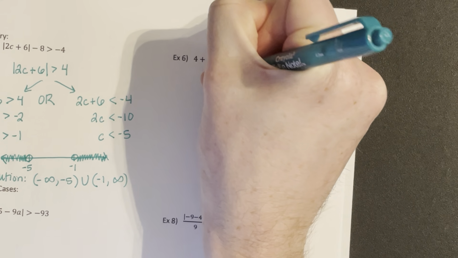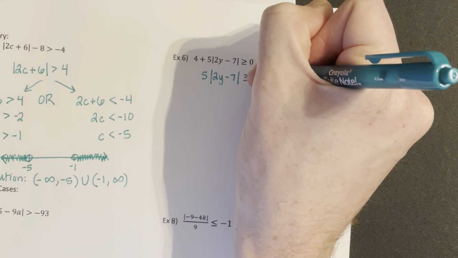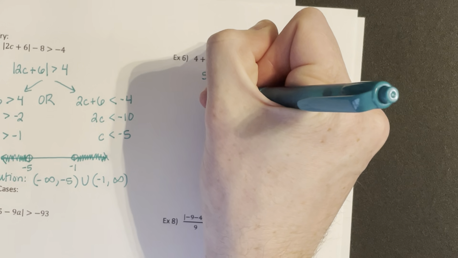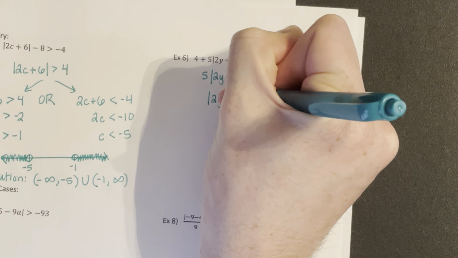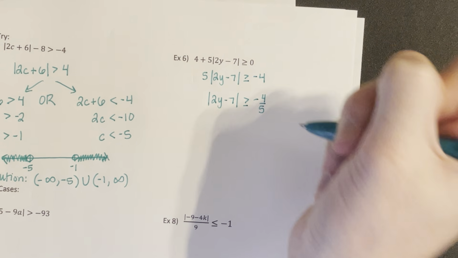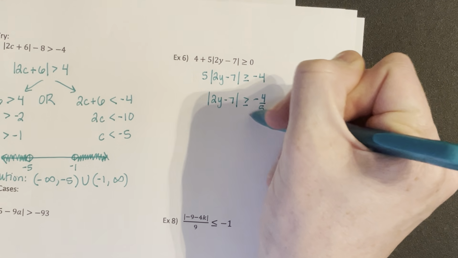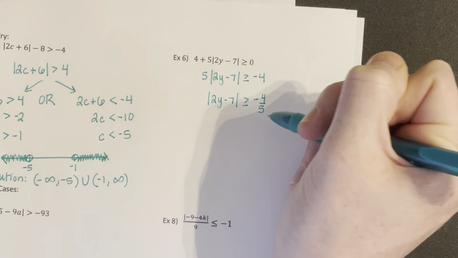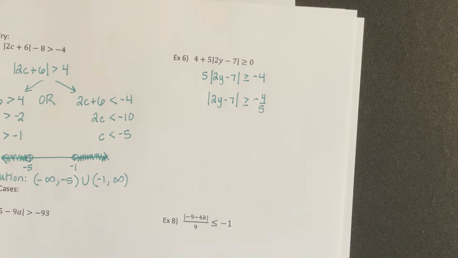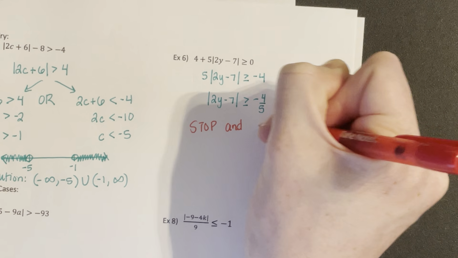So I'd have 5 absolute value 2y minus 7 is greater than or equal to a negative 4. So we subtracted 4, and then we're dividing by 5. So 2y minus 7 is greater than or equal to negative 4/5. All right, this one actually is a special case, and you run into this situation where it's greater than a negative, and you don't really want to set up your two inequalities because at this point we want to stop and evaluate the situation.